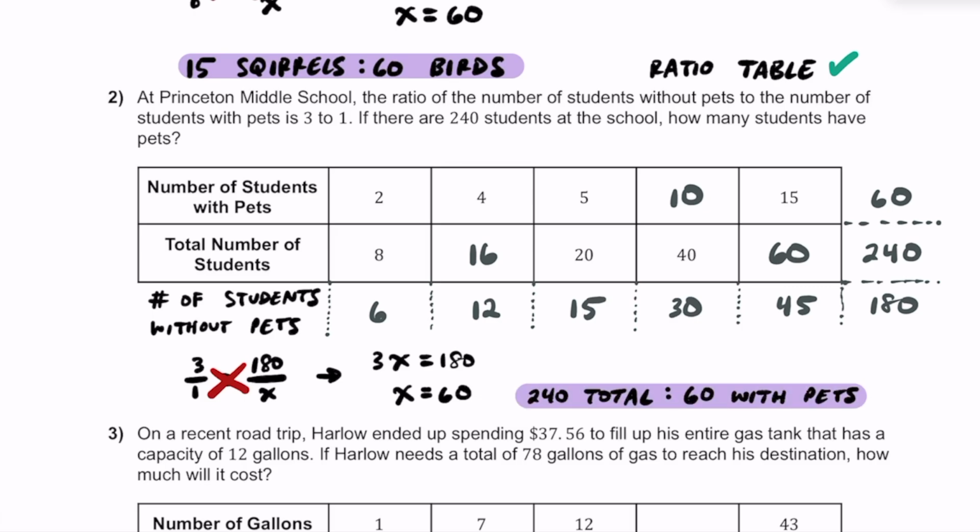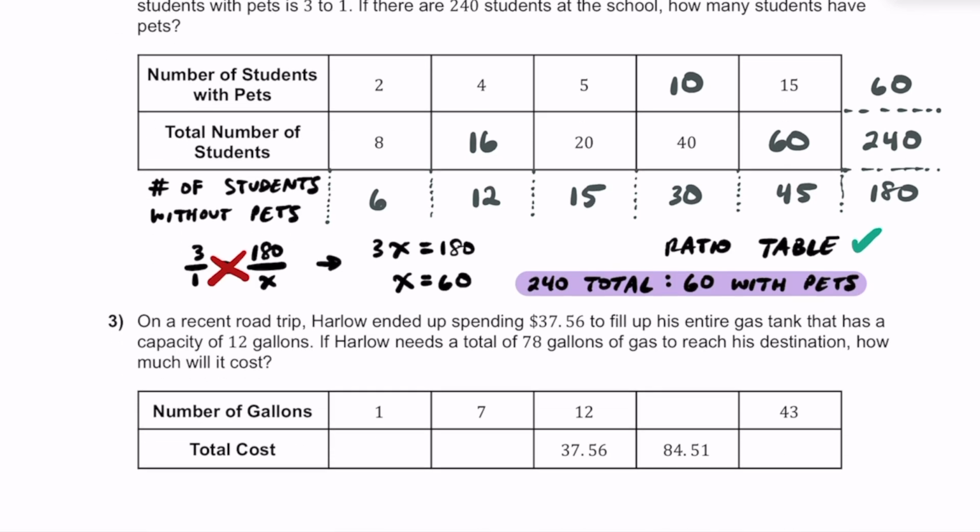Now in this particular problem, we also want to say, is this a rate or a ratio table? I think in this case, this is going to be another ratio table because we're talking about students in both cases, whether they were with pets or without pets, very similar units of just talking about students. Okay. All right, let's check out a third one.